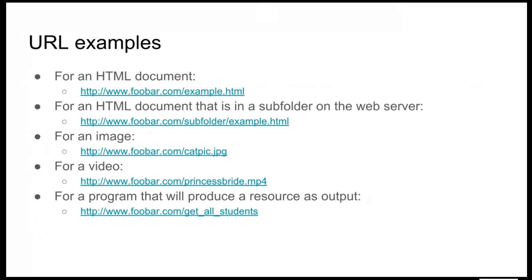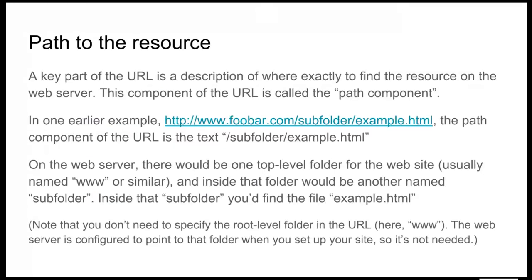Good. Now, a key part of that URL is a description of where exactly to find the resource on the web server. This component of the URL is called the path component, because the URL has a bunch of components in it. In one earlier example, we used foobar.com/subfolder/example.html. The path component is that text /subfolder/example.html. That is the path part of the whole thing.